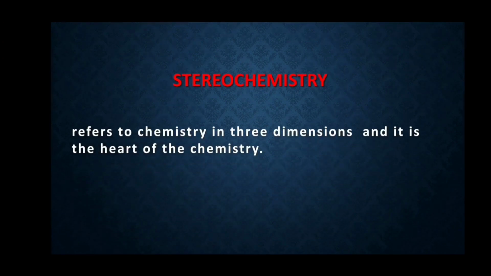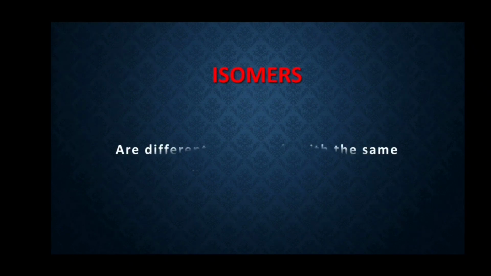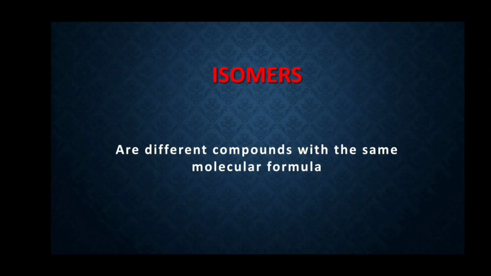Stereochemistry of Ibuprofen. Stereochemistry refers to chemistry in three dimensions, and it is the heart of chemistry. Isomers are different compounds with the same molecular formula. Isomers are subdivided into two sections.